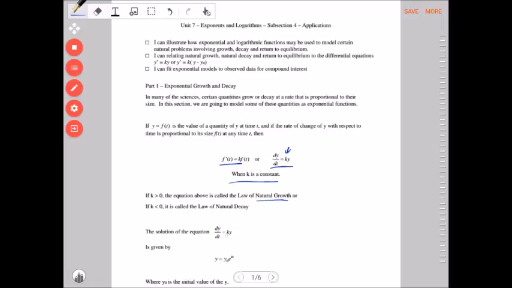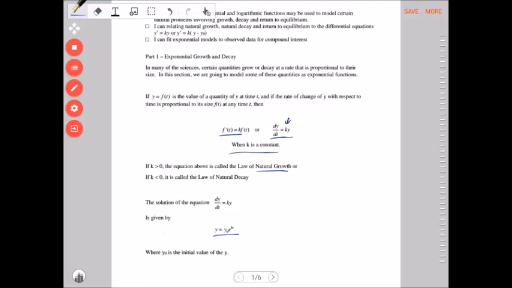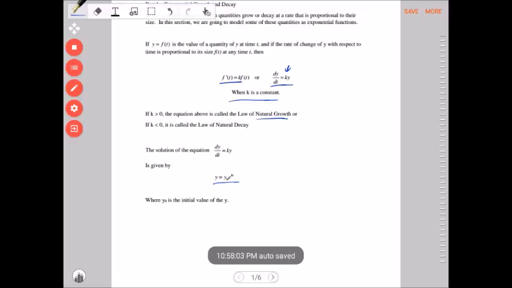All right, the solution to the equation dy dt equals ky is given by this. Funny, that formula is actually called an antiderivative, which we don't learn about till next unit. So for now, just trust me that that is the solution. That's how we're going to figure out all this stuff. And the only extra thing you need to know is that y0 is the initial value of y. Awesome.